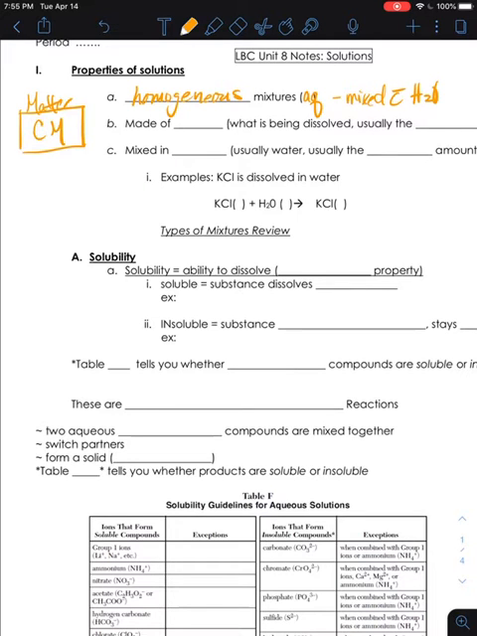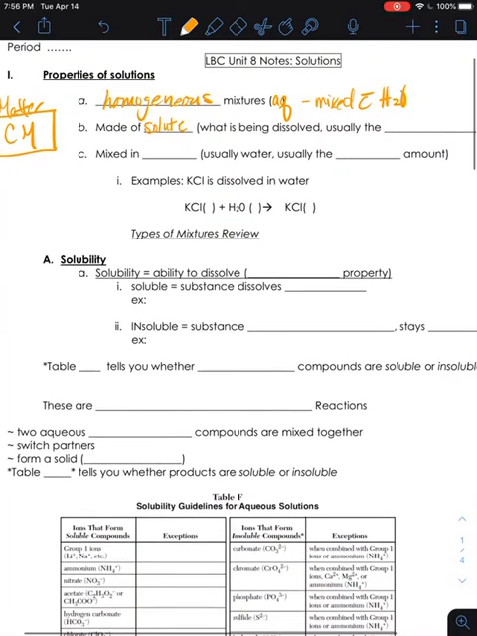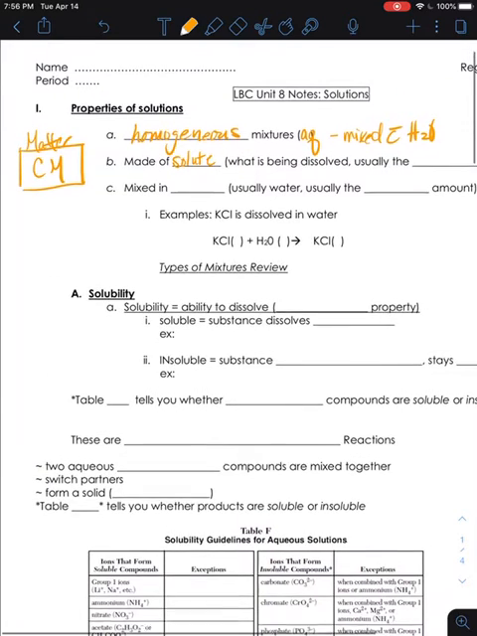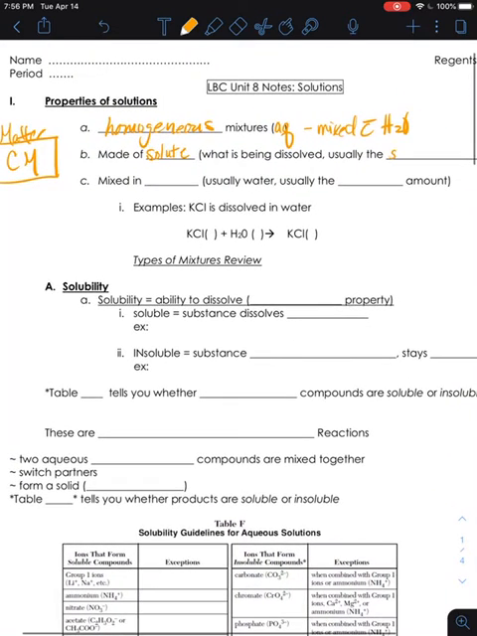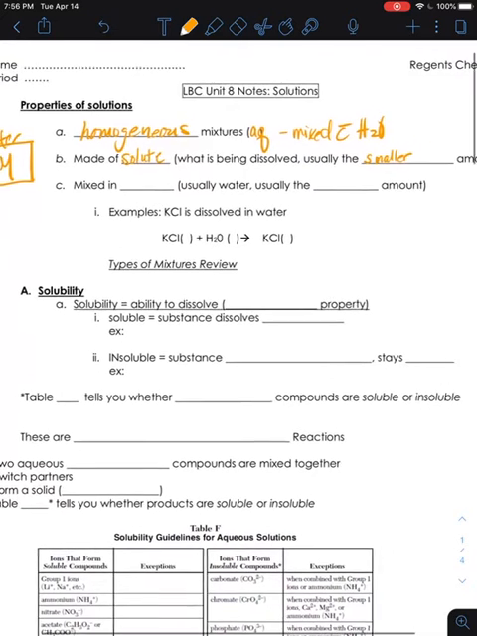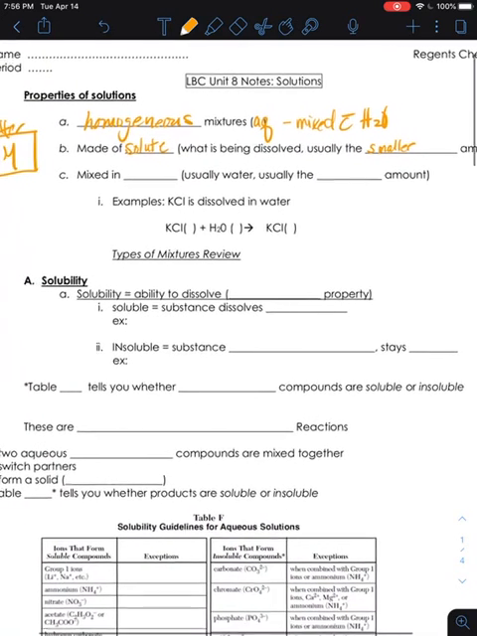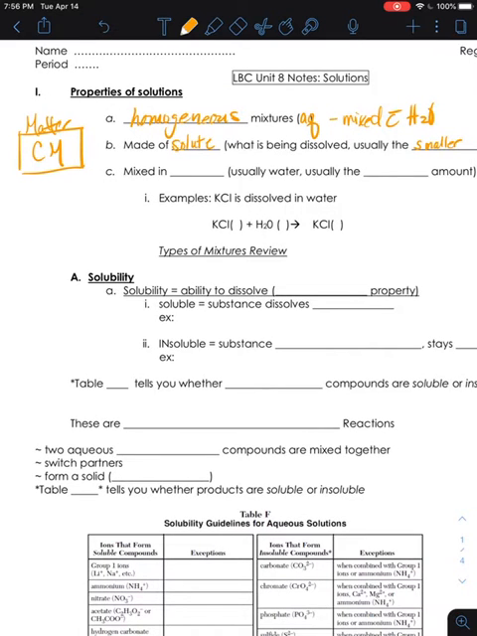Consisting of a solution, we have a solute, which is usually something solid. In the case of liquids being dissolved together, it's usually the smaller amount. Usually it's mixed in some type of liquid called the solvent. For the most part it's water, and that's usually considered the larger amount.